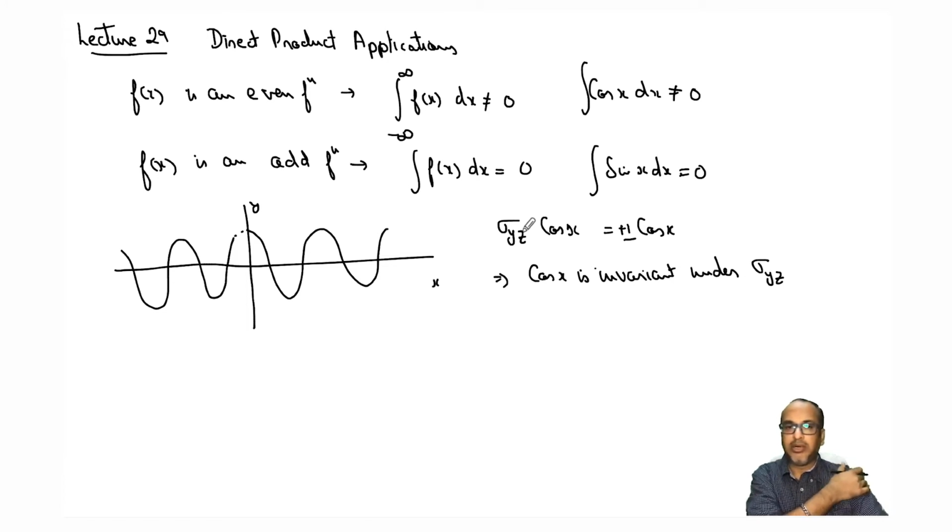So now we understood how we apply various symmetry operations onto different molecules. Similarly, we can apply this symmetry operation onto a mathematical function as well. Whereas if you apply sigma YZ onto sin x, you will not get +1 as the character, right?